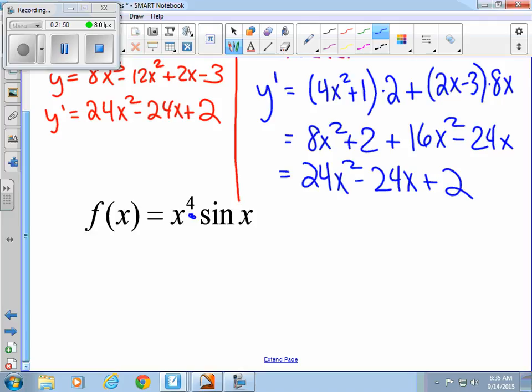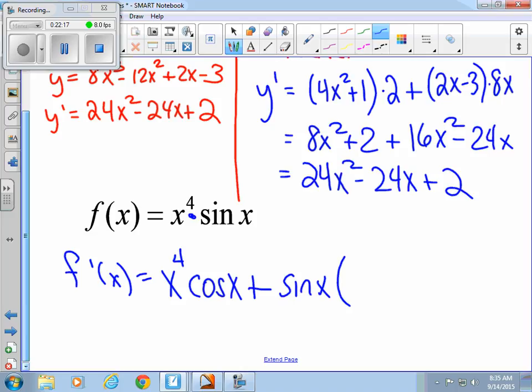Okay, x to the 4th times sine of x. So how would I take that derivative? Left. So I leave the left alone. D right. I don't know what the derivative of sine is, but I just told you, didn't I? And what is the derivative of sine? Plus right, which is sine of x, times d left. What's the derivative of the left?